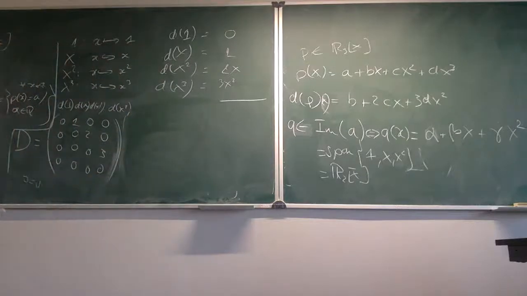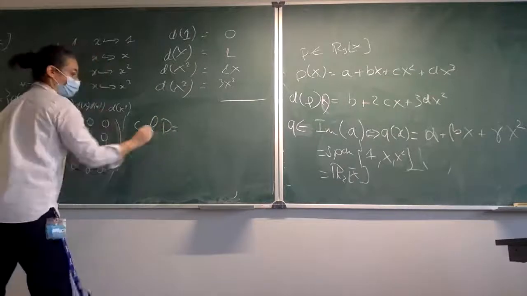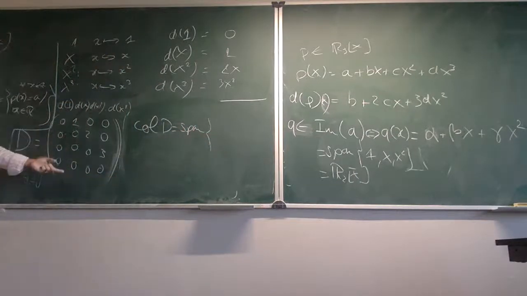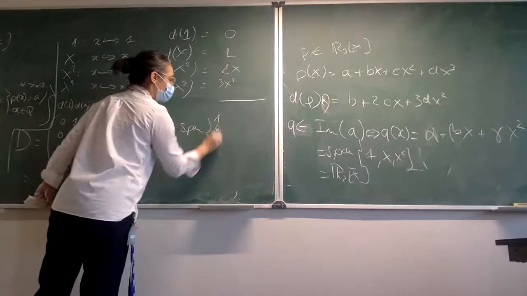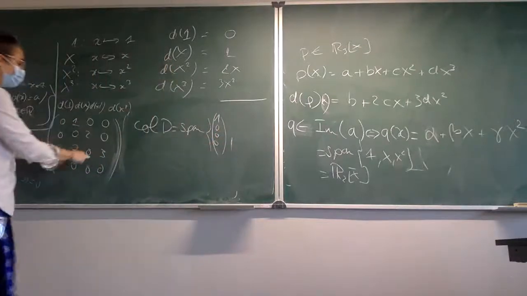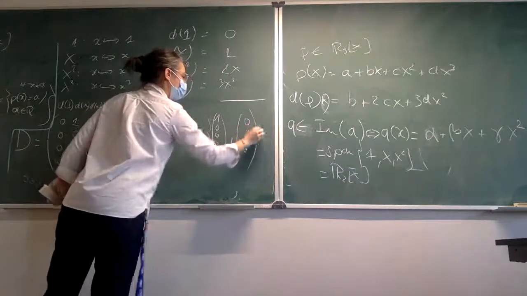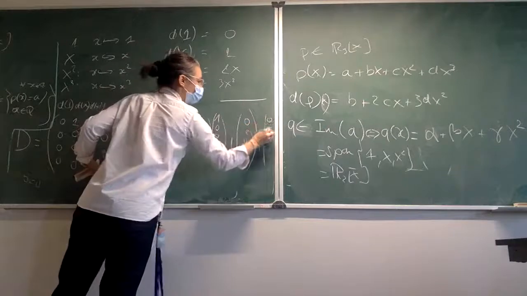Okay, so I'm looking for the column space of this matrix. You know that it's going to be spanned... This is already the row echelon form. Okay, so spanned by (1, 0, 0, 0), (0, 2, 0, 0, 0), and (0, 0, 3, 0).